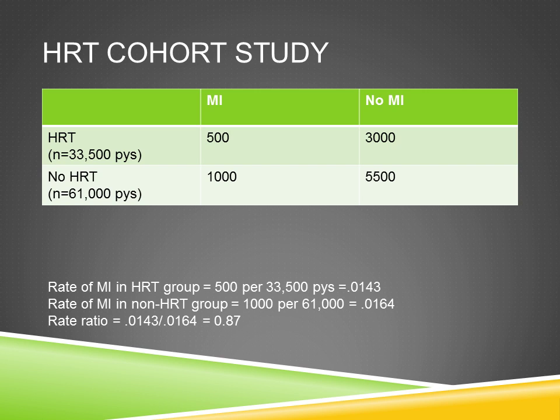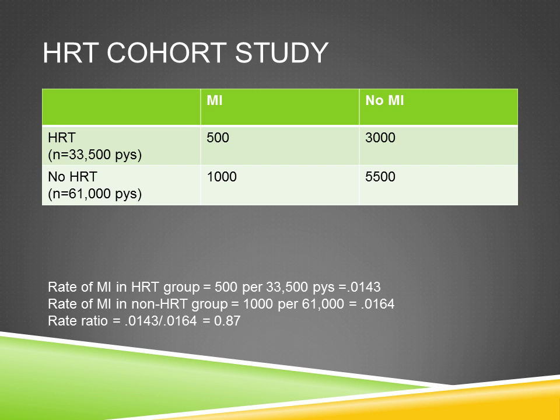I'm here to teach you a few clinical pearls as well as epidemiology. So the rate of MI in the hormone replacement group was 500 per 33,500 person years, which I calculated for you using a calculator, so I'm fairly sure it's right. And the rate of MI in the non-HRT group is that. So the rate ratio is the rate in the first group over the rate in the second group, which is 0.87. As with an odds ratio, if the rate ratio is over 1, that means the exposure is associated with the outcome. So hormone replacement therapy would be associated with MI.